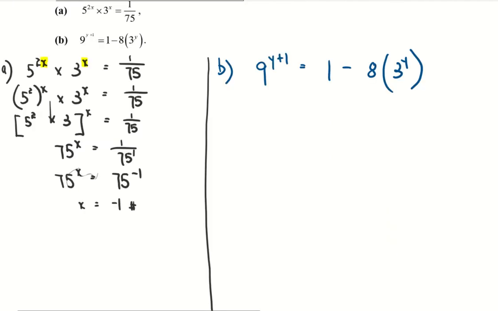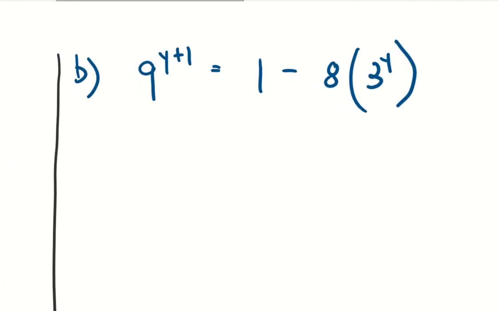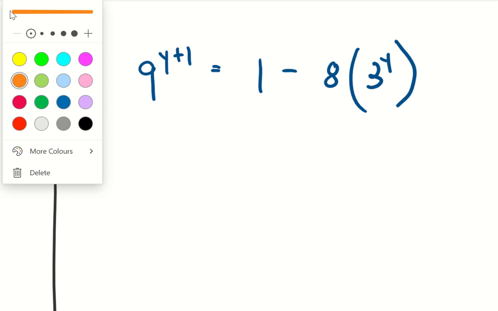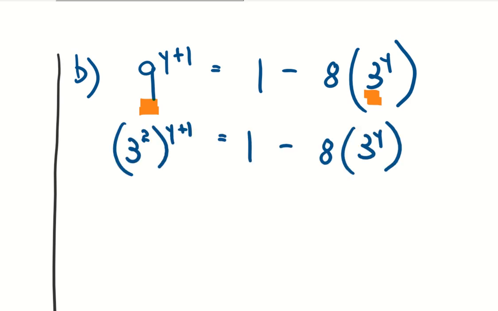Next, I'm going to move on to part B. Part B is not as simple. Obviously, I cannot change everything to the same base as of now. But if you notice something, it's pretty obvious that 9 and 3 both can be written as base 3. That's what I'm going to do first. So I have written as base 3.